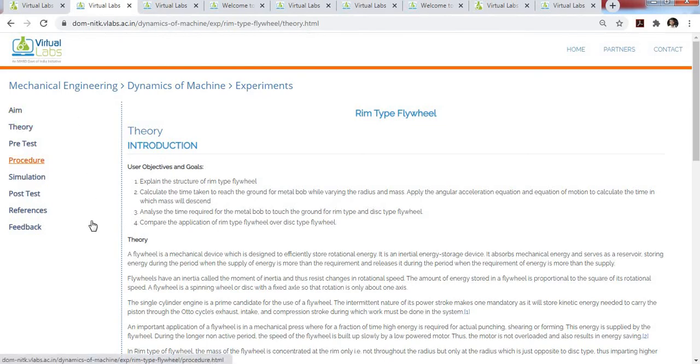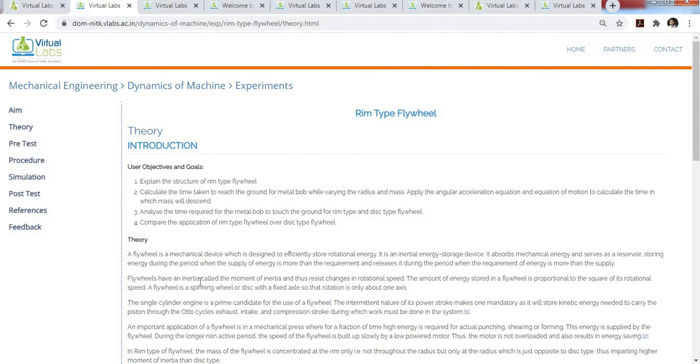First of all, you should know what is the objective of TYPE flywheel. You should know the structure of TYPE flywheel, and second one, we have to calculate the time taken to reach the metal bar on ground by varying the size of the radius of the flywheel and mass. With the help of angular acceleration equation and equation of motion, we have to calculate the time. And third one is to analyze the time required when the metal bar reaches the ground, comparing both rim type and disc type flywheel. Final one is comparing the application of rim type flywheel over disc type flywheel. This is the main objective of flywheel.